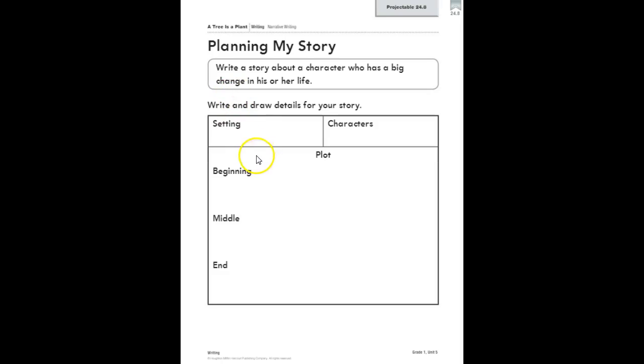So what happens at the beginning? Okay, so my characters are Dot and Drew. Okay, and my setting is the forest. Then I have to think about what happens at the beginning of the story. At the beginning of my story, I would write Drew and Dot meet under the apple tree where Drew lives. So in the first box, I'm going to write something about how they met. Then I'm going to move on to what happens in the middle of the story. What problem do we have? Then at the end, how do my characters solve that problem?